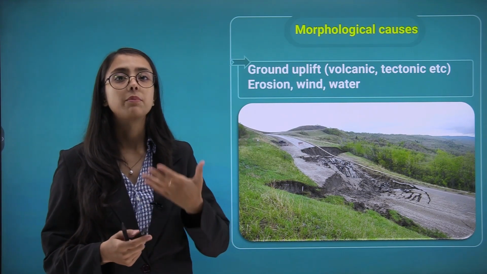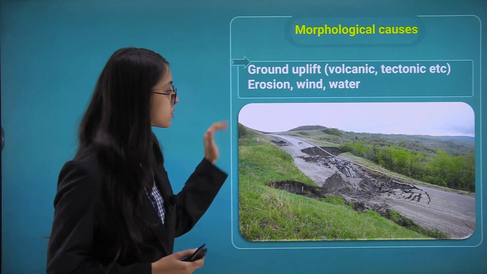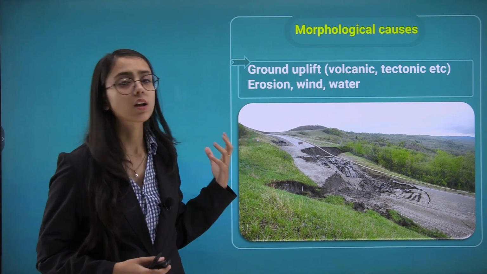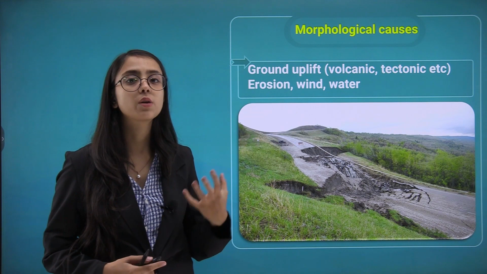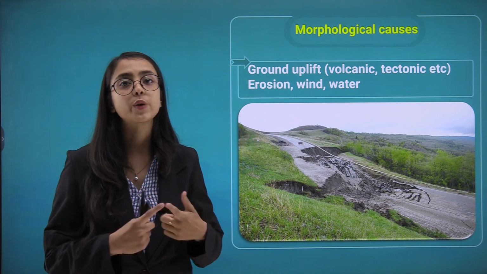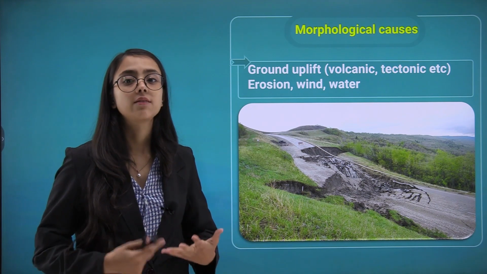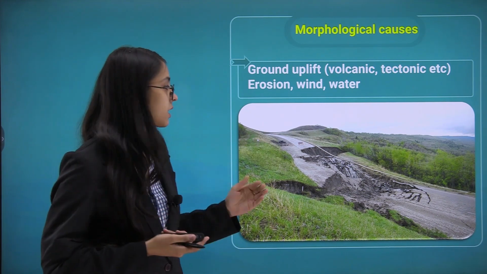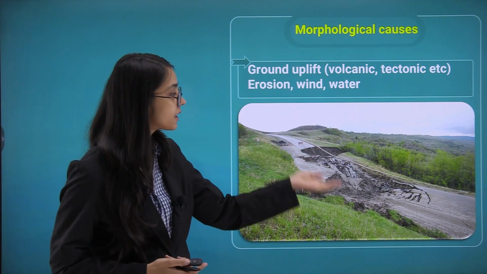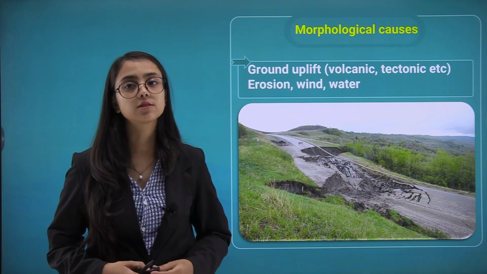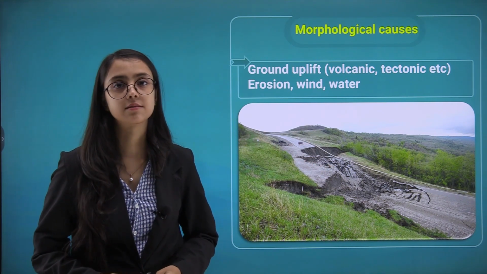Now, the other kind is morphological causes. When the ground uplifts, for example, if you see here, due to volcanic activities or due to other factors such as wind, water or erosion of soil, the ground level erupts, it lifts up, it uplifts. This is known as morphological causes.